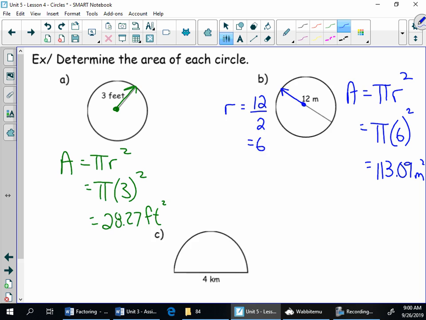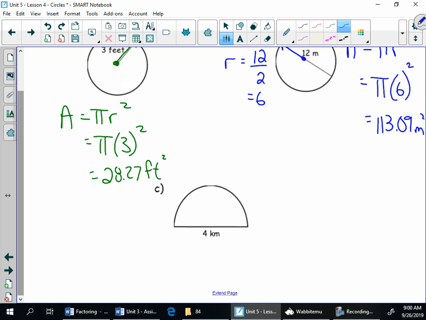And try the third one. What shape do we see here? That's that half circle idea. Still the same formula, pi r squared. Do I have the radius? No, I got all the way across. So I want halfway. 4 divided by 2 is 2. Okay, so I've got pi times 2 squared. But remember, that's a whole circle, and we only have half. So what am I going to do afterwards? I'm going to divide this by 2.